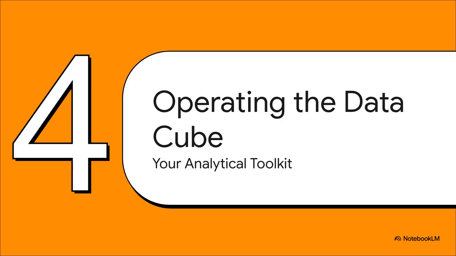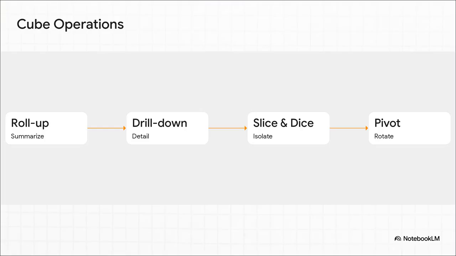Okay, so we've got the basic structure down. We know what a data cube is made of, but now for the fun part. How do we actually use it? How do we play with this thing to find all those hidden secrets in the data? Well, that's where your analytical toolkit comes in. There are basically four main moves you can make to explore the data from every possible angle. We have roll up, drill down, slice and dice, and then, my personal favorite, pivot. Let's quickly go through each one.